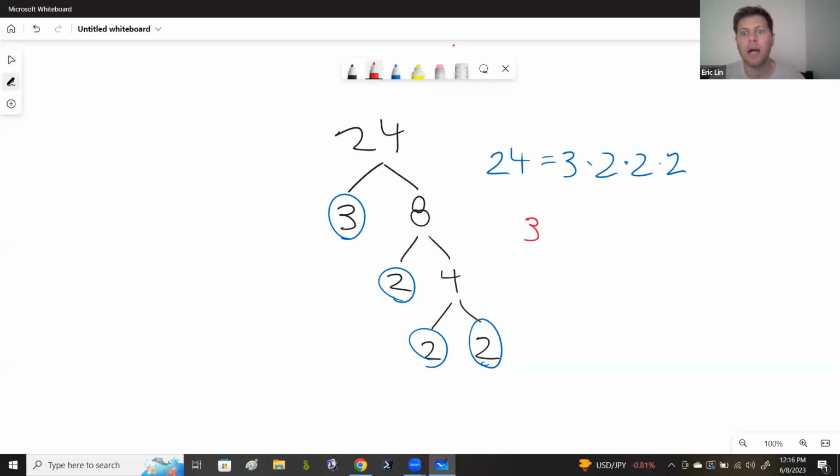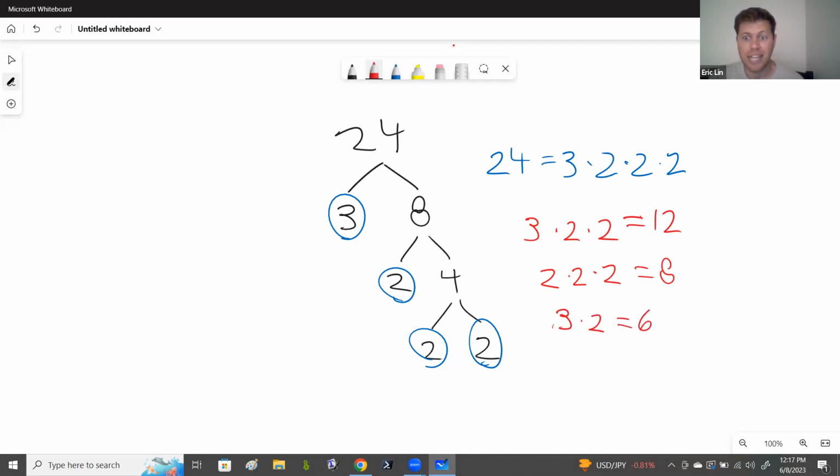So for example, 3 times 2 times 2 is 12, which is a factor. 2 times 2 times 2, which is 8, is a factor of 24. If I just wanted to grab 3 or 2, that's a factor of 24. If I wanted to grab 3 times 2, which is 6, that's a factor. If I want to grab 2 times 2, which is 4, that's also a factor. So any combination of these prime factors multiplied together will give me a factor of my overall bigger number.